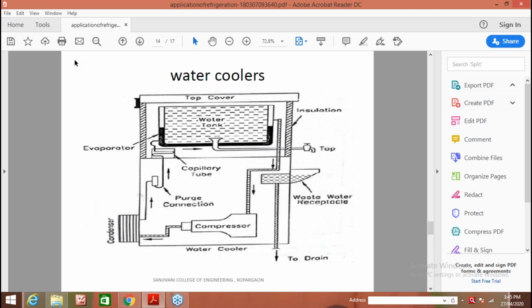A question may come on the water cooler also. Write a note on water cooler, five marks. So draw this diagram and explain properly. Very easy because nothing is difficult in this water cooler. Okay. Next we will see cold storage.